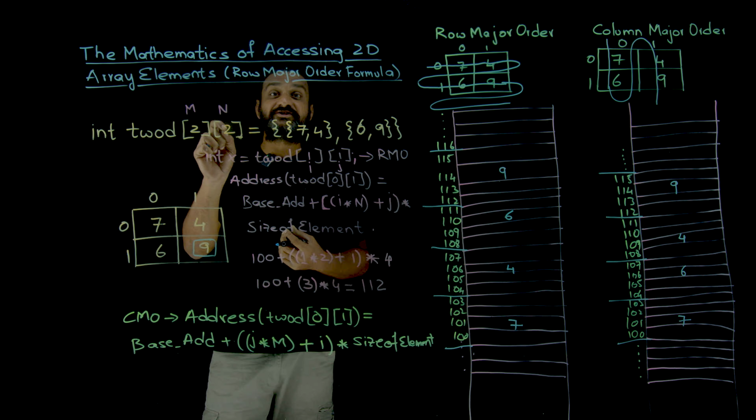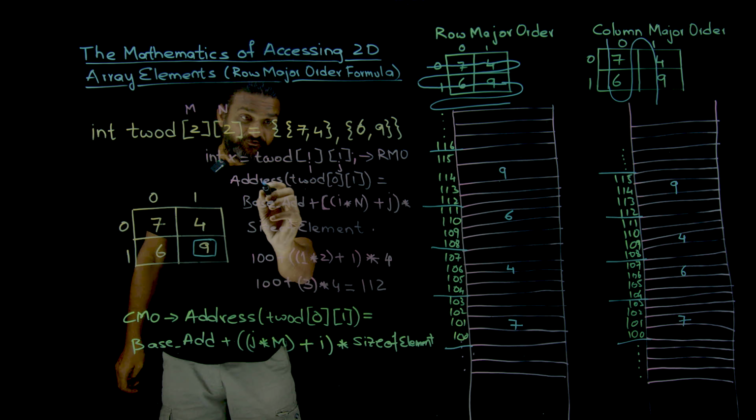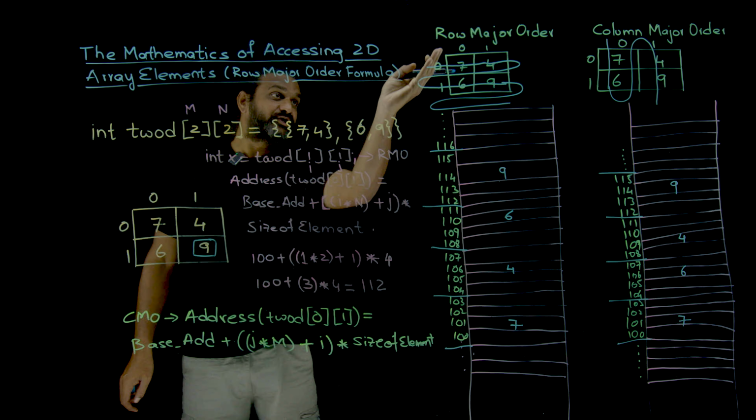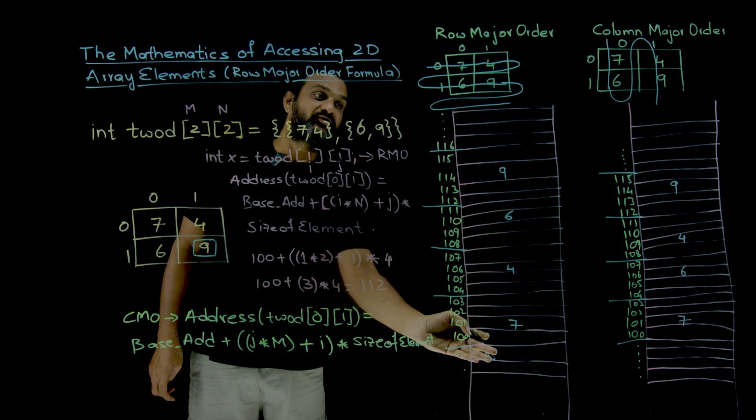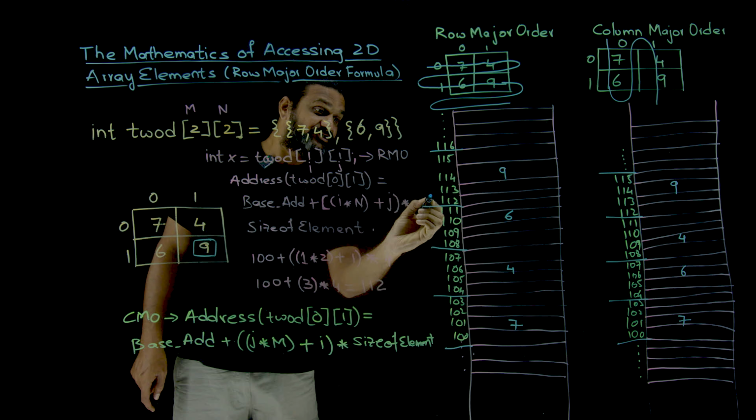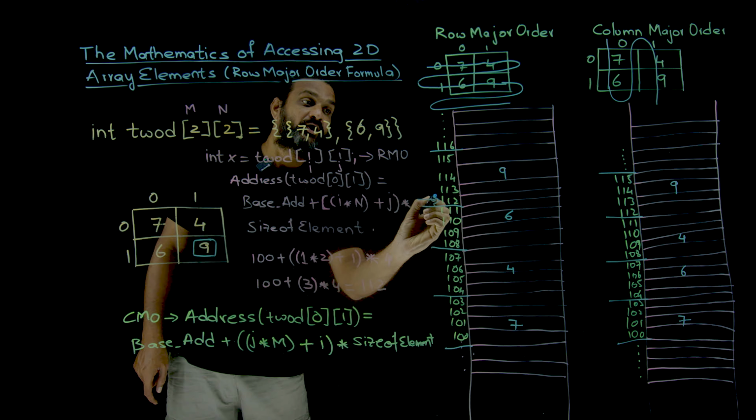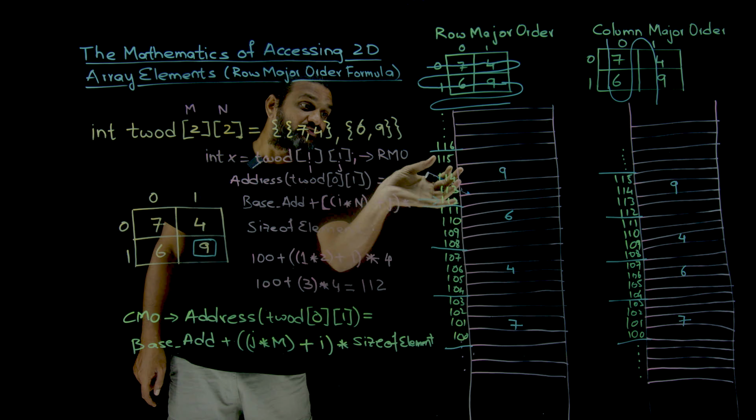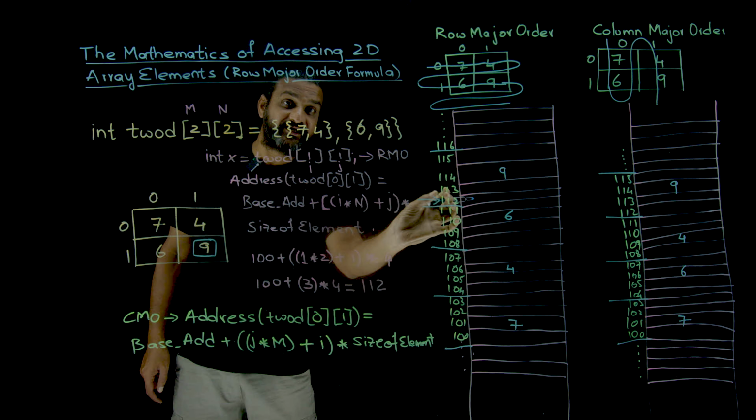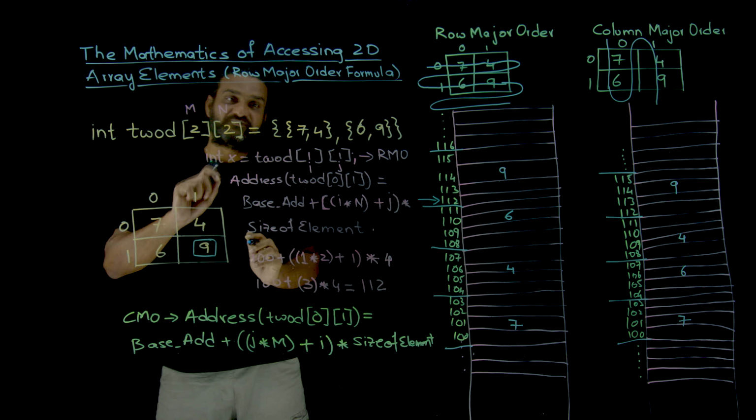So how are the calculations done if the compiler is using row major order? This is the formula, and the final outcome is the address. If you take this row major order memory location, row by row we are going to calculate the address of 9. So what is the address of 9? It is 112. So this is the address that we are going to get as the final calculation. Okay, so how we are going to get that, we will try to understand.